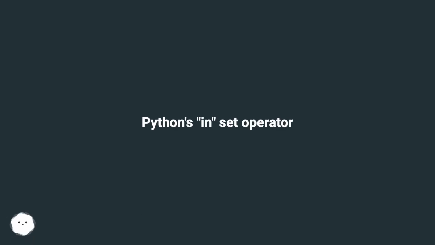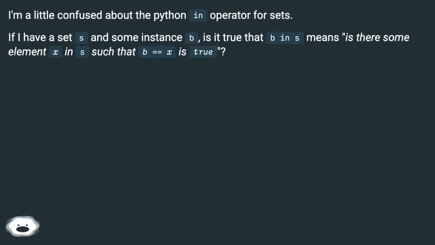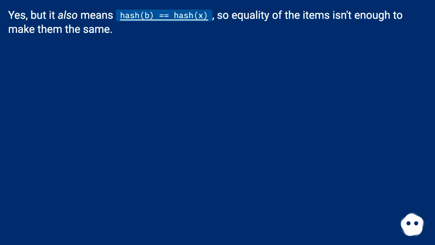Python's "in" operator for sets. I'm a little confused about the Python in operator for sets. If I have a set S and some instance B, is it true that B in S means is there some element X in S such that B equals X is true? Yes, but it also means hash B equals hash X, so equality of the items isn't enough to make them the same.